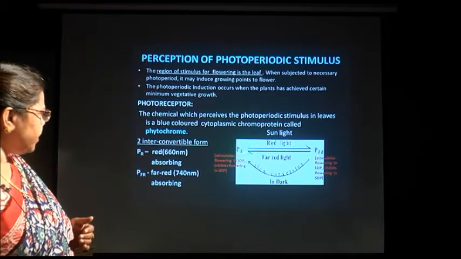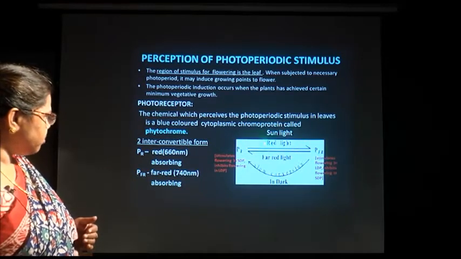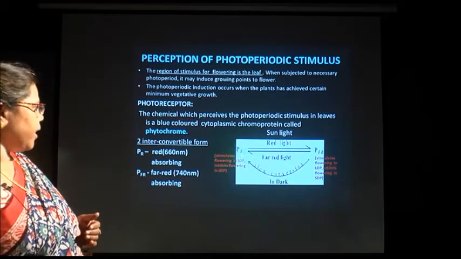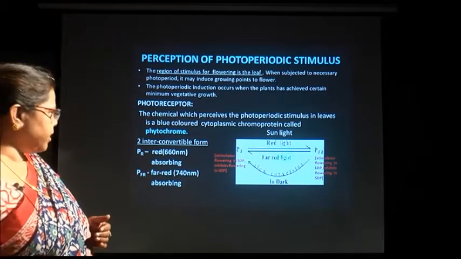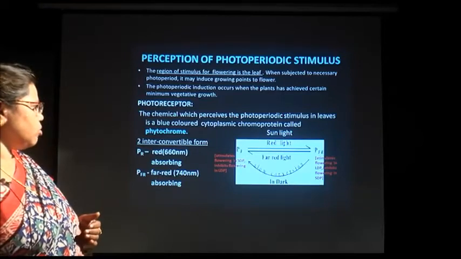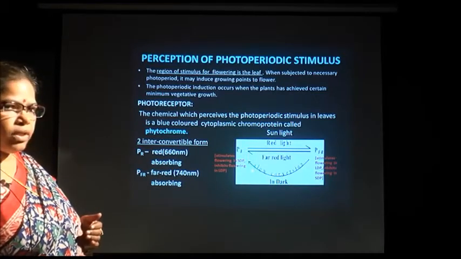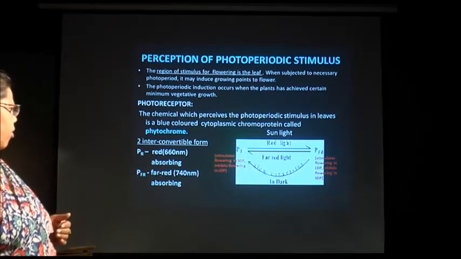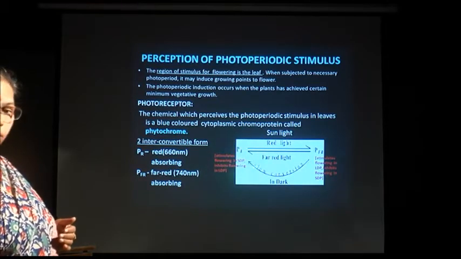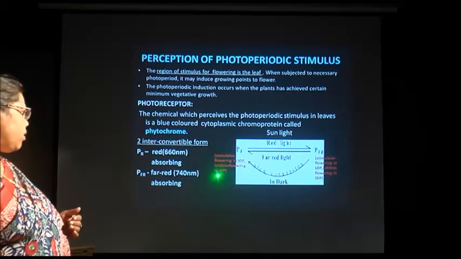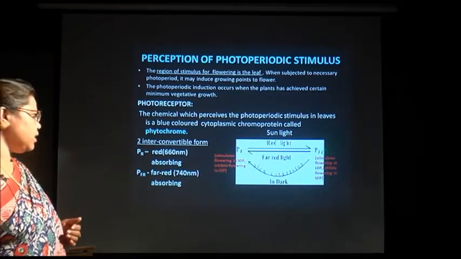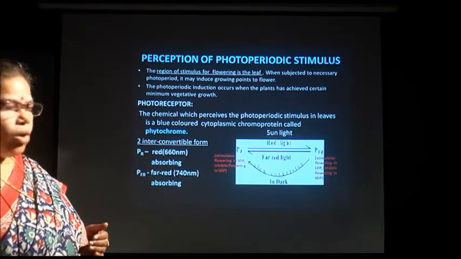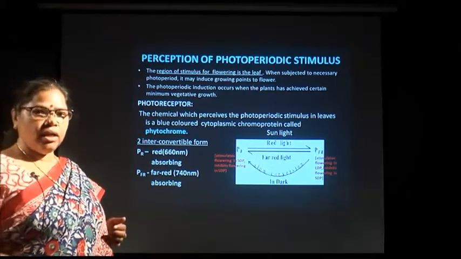That means PR is converted to PFR by absorbing red light or sunlight. Similarly, PFR can be converted into PR by absorbing far red light, or in darkness also they are slowly converted into PR form. And you see, this PR form stimulates flowering in short day plants, whereas it inhibits flowering in long day plants. Similarly, the PFR form of phytochrome stimulates flowering in long day plants, whereas it inhibits flowering in short day plants.